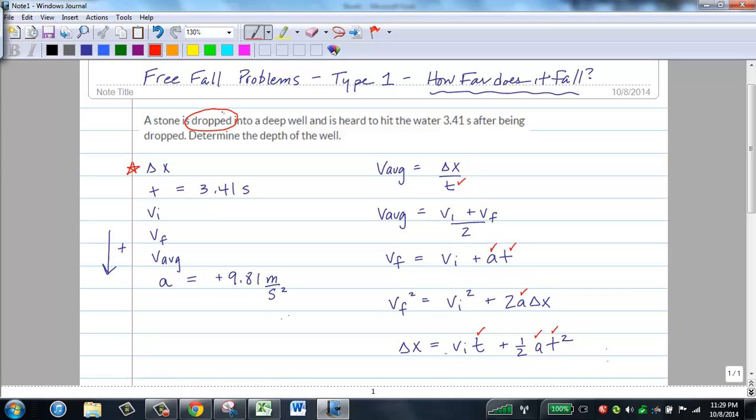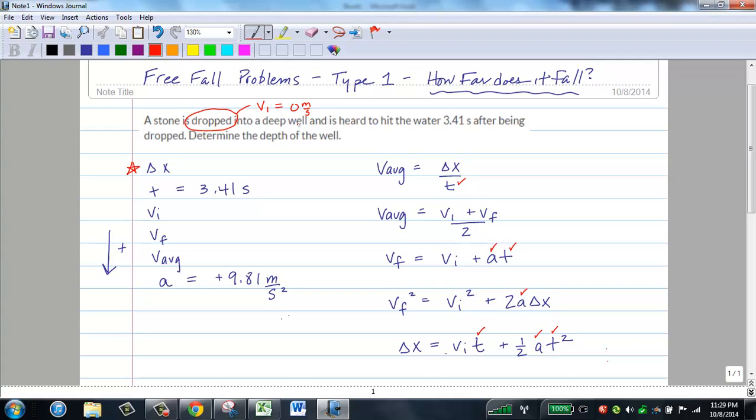By using this phrase, a stone is dropped, it's implied that the initial velocity of the stone is 0 meters per second. When you drop something, you hold it in your hand so it's not moving, and then you let it go. And then it begins moving, it begins accelerating, moving faster and faster as it falls toward the Earth. In most of our freefall problems, the initial velocity will be 0 when the object is falling downward and speeding up as it travels toward the Earth.